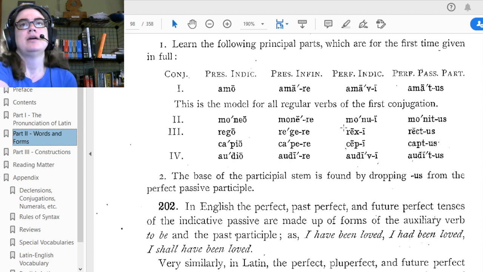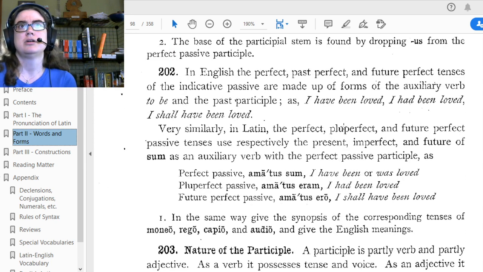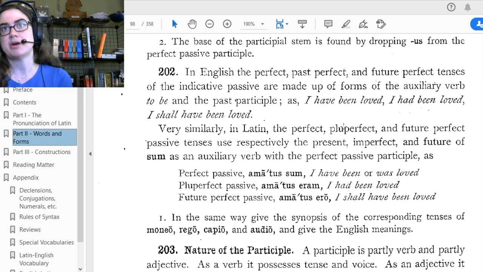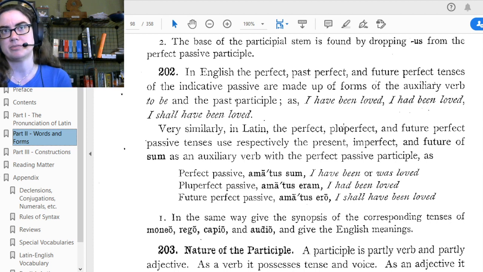All right. So in English, the perfect, past perfect, and future perfect tenses of the indicative passive are made up of the auxiliary verb to be, because that's what helps us get the passiveness in English, and the past participle. I have been loved. I had been loved. I will have been loved.